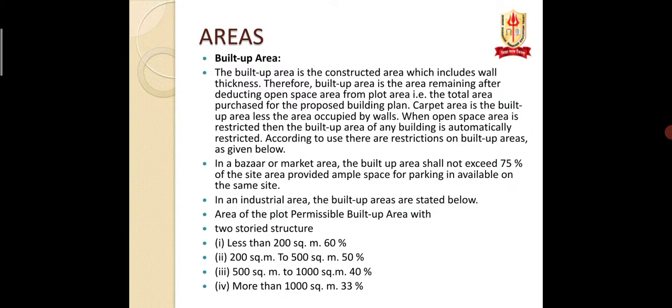In the industrial area, the built-up area limits are stated below. For a permissible plot area with a two-storey structure, if the area is less than 200 square meters, we should provide 60% built-up area. If it is 200 to 500 square meters, the built-up area should be 50%. If the plot area is 500 to 1000 square meters, the built-up area should be 40% of the plot area. And if it is more than 1000 square meters, the built-up area should be 33% of the plot area.